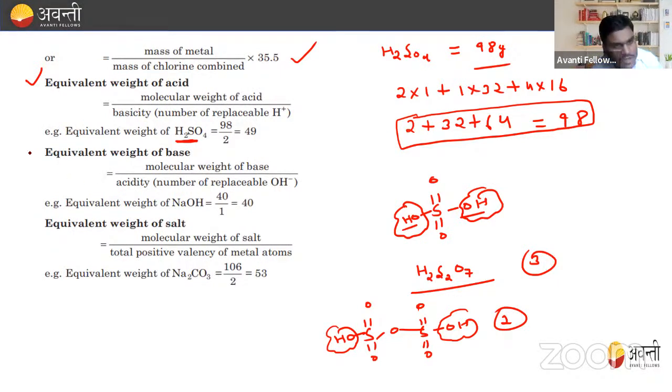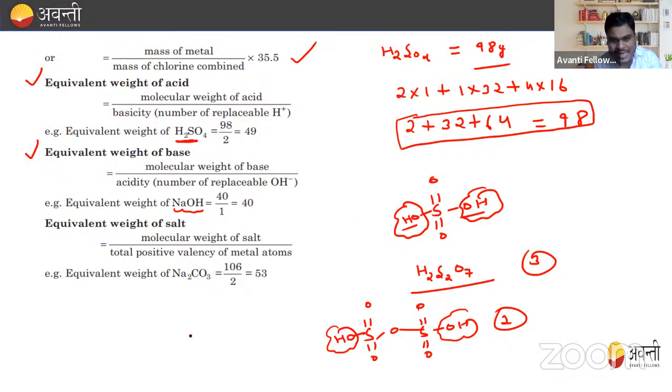Similarly, if someone says to calculate the equivalent weight of a base as well, how can you do it? Using the same concept as for an acid, just divide the molecular mass by the acidity, that is, the number of replaceable OH negative ions. For example, NaOH has how many replaceable OH, beta? Only one. So that is 40 upon 1.